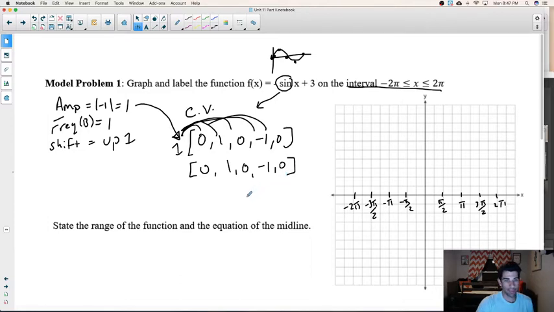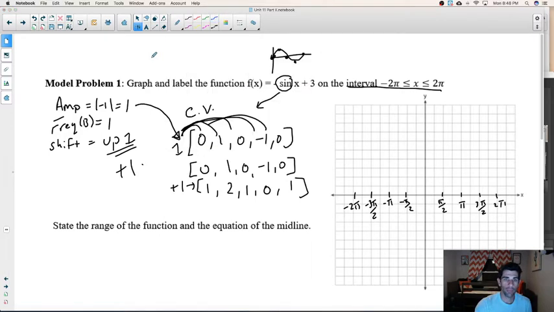Now what happens is you have to shift this entire graph up 1. So what you need to do is add 1 to all of the critical values. So 0 plus 1 is 1, 1 plus 1 is 2, 0 plus 1 is 1, negative 1 plus 1 is 0, and 0 plus 1 is 1. So that right there is going to be the new graph. So it's going to look like this.